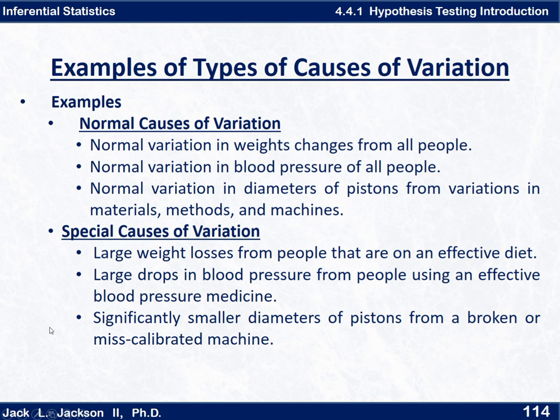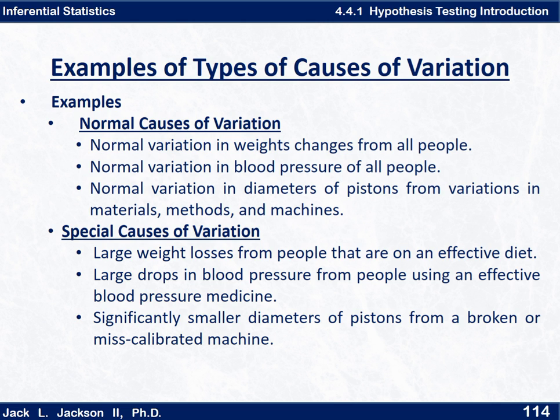So here are a couple of examples here. Normal causes of variation would be normal variations in weight changes from all people. People go up and down a little bit. If you've got a group of people and we would do their average, they won't necessarily be the same as the mean of a whole population. There's normal variation in blood pressure of all people. So if you do a sample mean, you will not get exactly the same thing every time. Normal variation in diameters of pistons from variations in materials, methods, and machines.